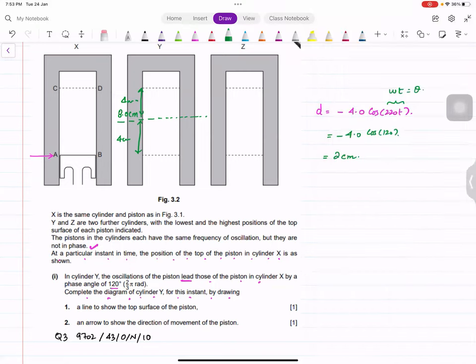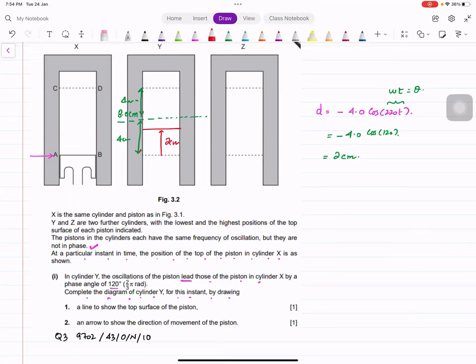All right, I'm back. So from here, what you're going to do is use your ruler and measure 2 centimeters on this and draw a line where it will be. Is that clear, everybody? From here, just take your ruler like that. Then it says an arrow to show the direction of movement.